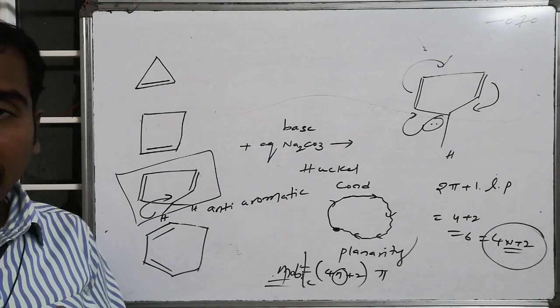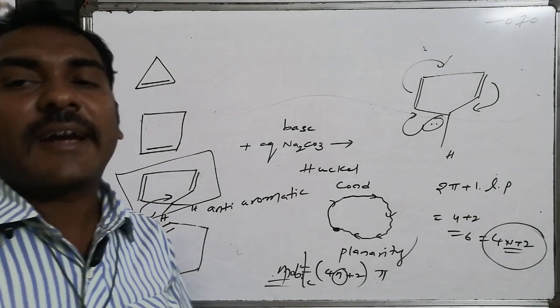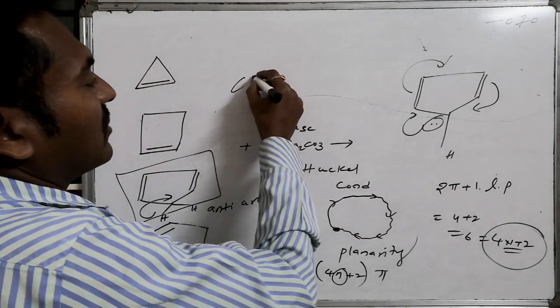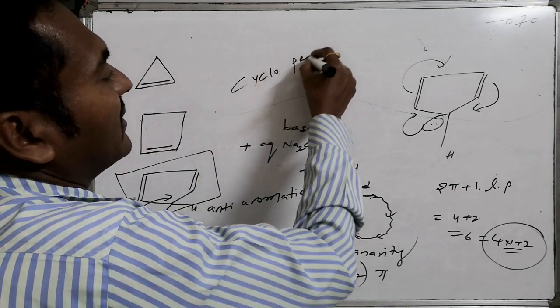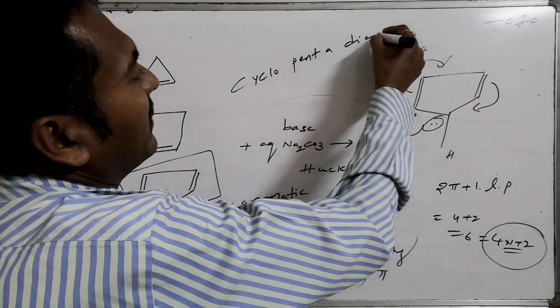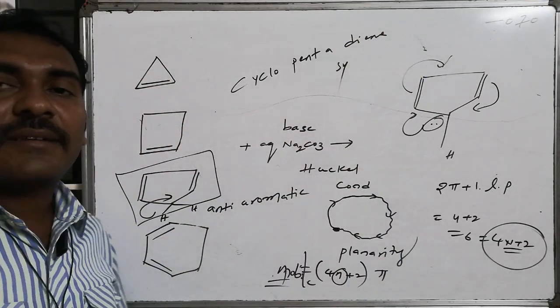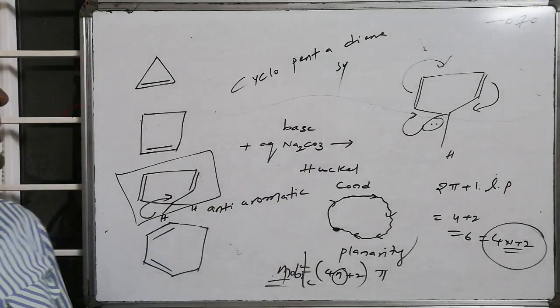Hence, among the given components, cyclopropene, cyclobutene, 1,3-cyclopentadiene and 1,3-cyclohexadiene, the only one that can react actively with sodium carbonate is the cyclopentadiene system. The cyclopentadiene system reacts readily with sodium carbonate.